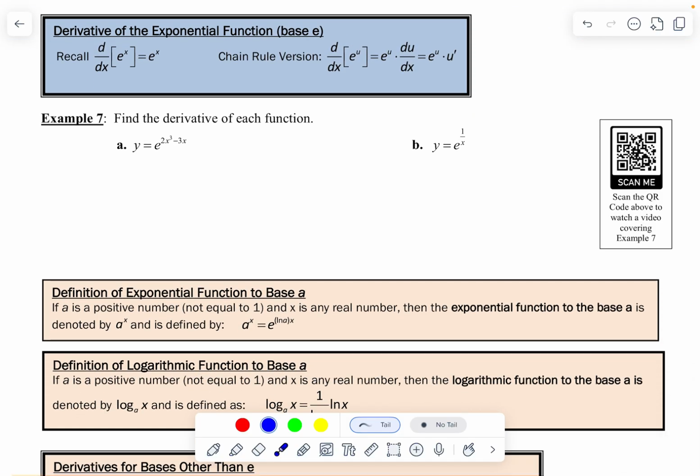All right, next part is going to be the derivative of the exponential function base e. My favorite function, because the derivative of e to the x is just e to the x. The reason why the derivative of e to the x is e to the x is because, remember, derivative means slope. So the slope of this function changes the same as the function.